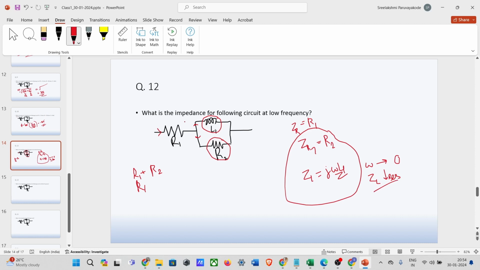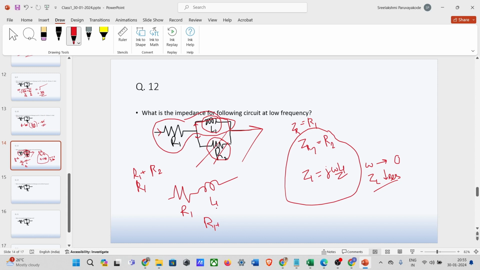So the current will pass through this way. The current will go like this, and then it will go out. It will not go in the other way. So if I reduce this, it becomes R1 in series with the inductor. Now, what is the impedance? R1. Is it only R1? Plus j omega L.